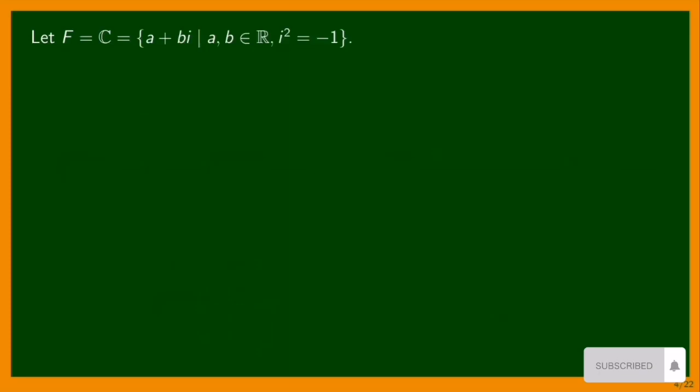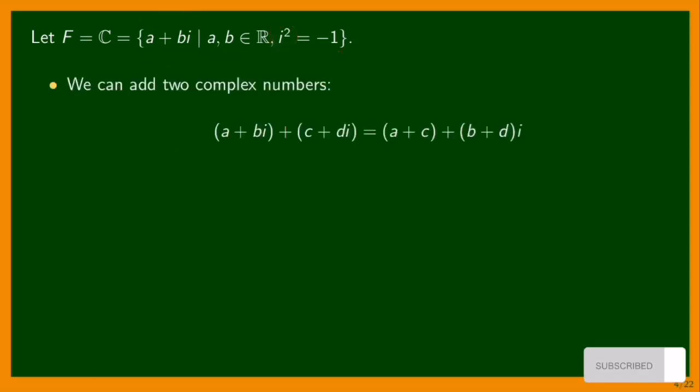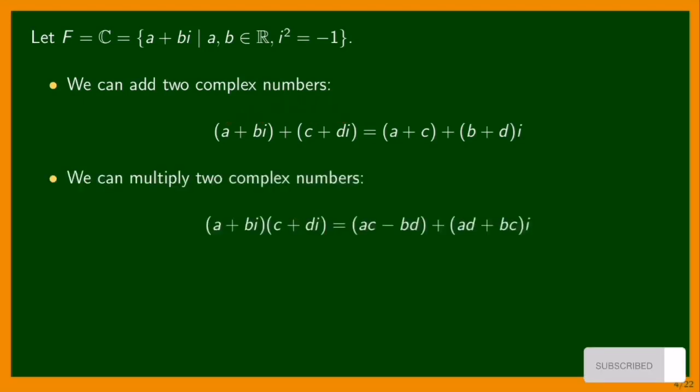If F is C, the set of complex numbers, by the way, for your information, the set C of complex numbers is the set of elements of the form a plus bi, where a and b are real numbers, and i is a non-real element whose square is -1. Two complex numbers may be added as shown. It's like a plus c. It's like combining similar terms, right? We can also multiply them.